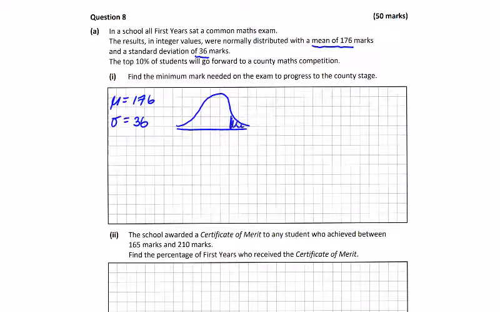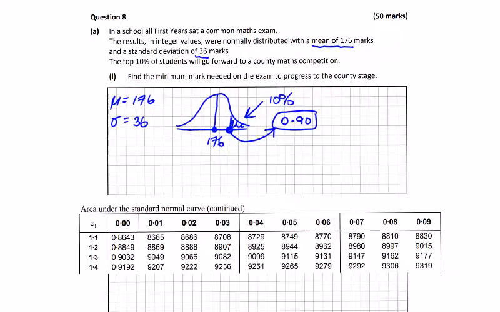So these guys are in here. There's going to be 10% in here for the top, 90 below. This is my average in the middle, 176. So we need to go to our z-score table and get a value that represents 0.90. That's this point here. So let's see the z-score table.